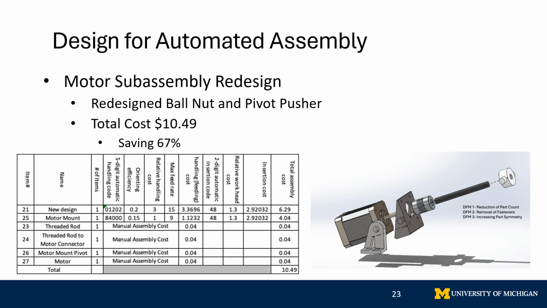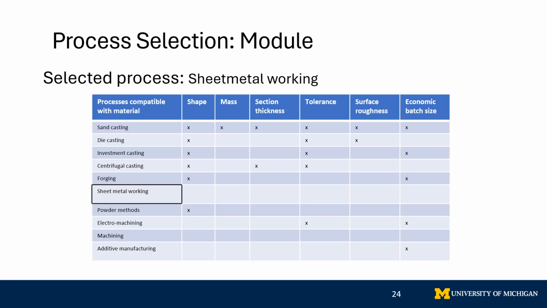To reduce the cost of automated assembly, the ball nut and pivot pusher was redesigned. We used the same redesign techniques as manual assembly, which were DFM1, reduction of part count, DFM2, removal of fasteners, and DFM3, increasing of part symmetry. The new automated cost is $10.49, a savings of 67%. For modified parts, we decided to keep the original material, metal, due to its durability.